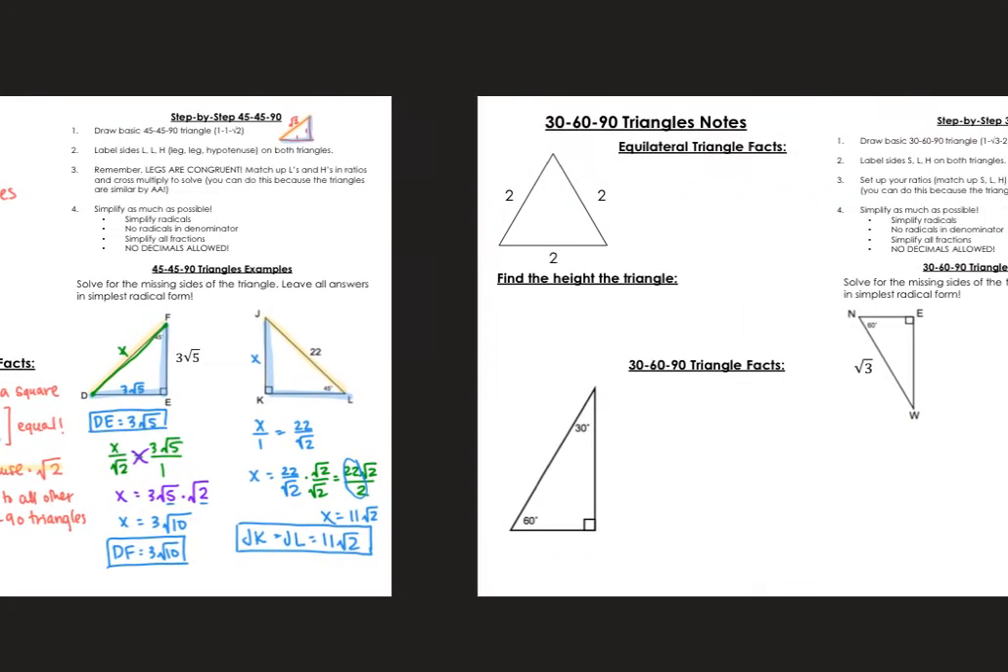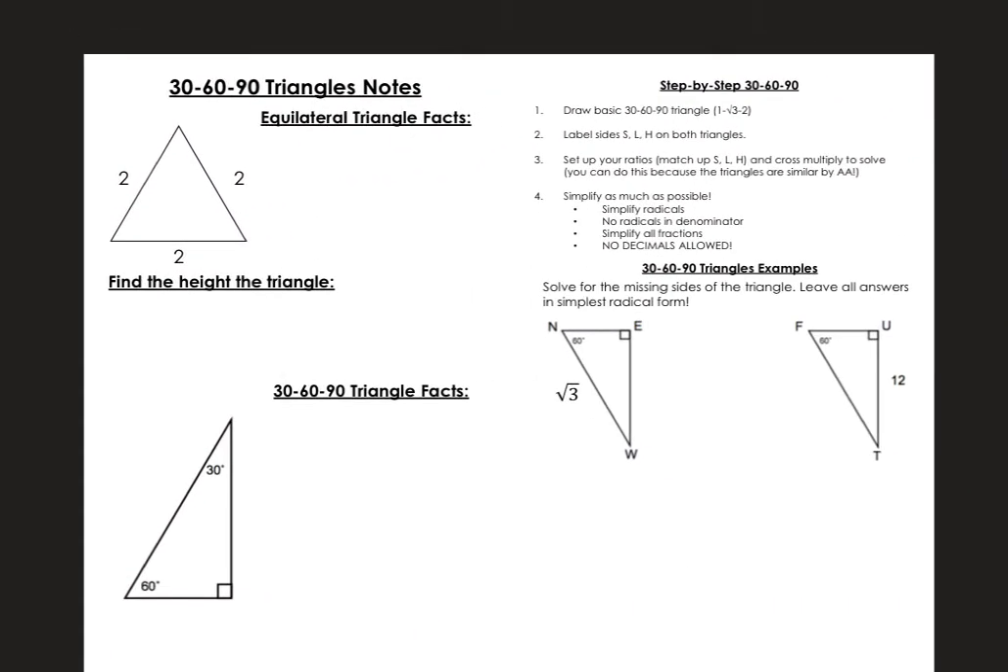Okay, now let's take a look at 30-60-90 triangles. With 30-60-90 triangles, they're formed from an equilateral triangle. So a couple facts about an equilateral triangle. An equilateral triangle has all equal sides. And in addition, they have all equal angles, which means that every angle has to be 60 degrees since there's 180 degrees in a triangle. So we have 60 degrees, and 60 degrees.